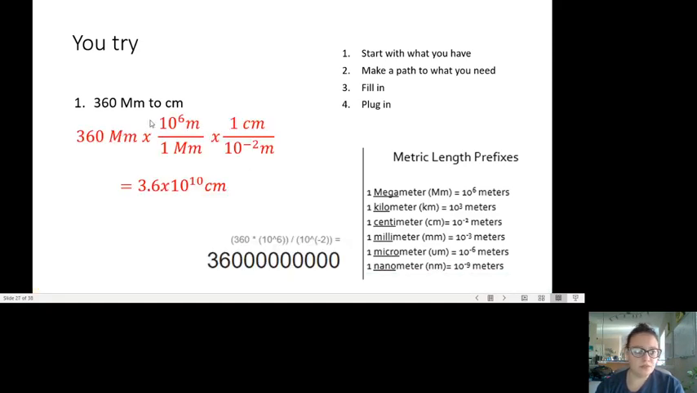So here's my given, 360 megameters. Here's my first ratio with megameters on the bottom because that's the given, meters on top. The next one, because I want centimeters to meters, meters goes on the bottom because it's on the top over here. And then I got the numbers from our chart. When I plug it in the calculator, I get 3.6 times 10 to the 10 centimeters, which is the same thing as this giant monstrosity.